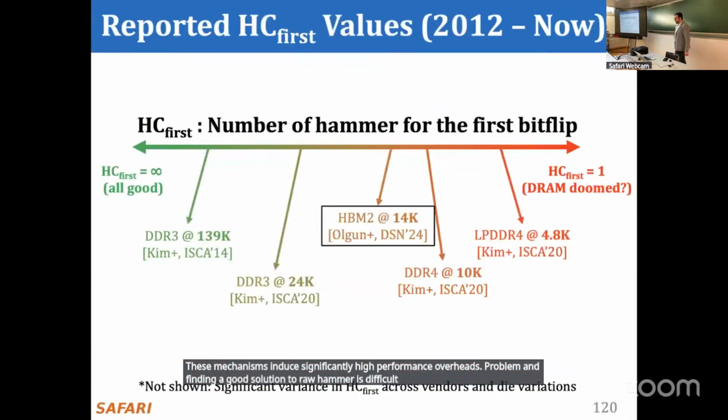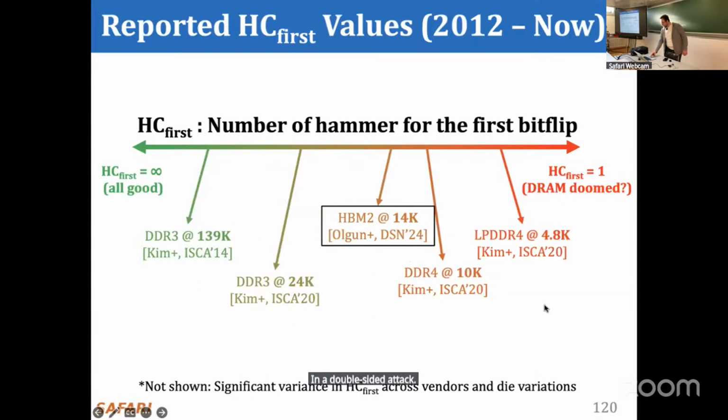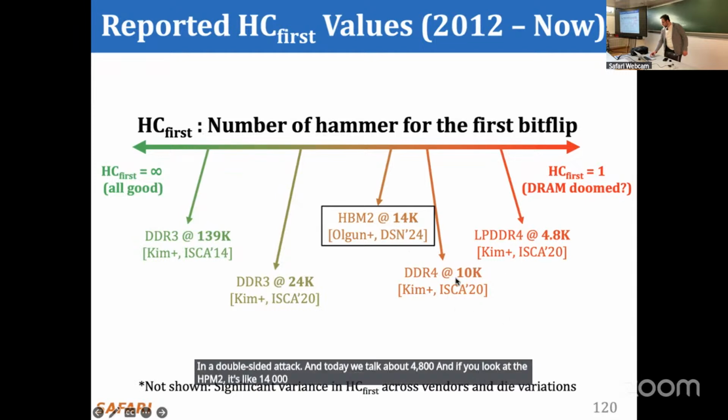And here is what we saw. This is a cartoonish representation of the hammer counts that we observed so far. So in 2014, we were talking about 140 cases in a double-sided attack. And today we talk about 4,800. And if you look at HBM2, it's like 14,000. If you look at DDR4, it's 10,000 activations to induce bit flips.